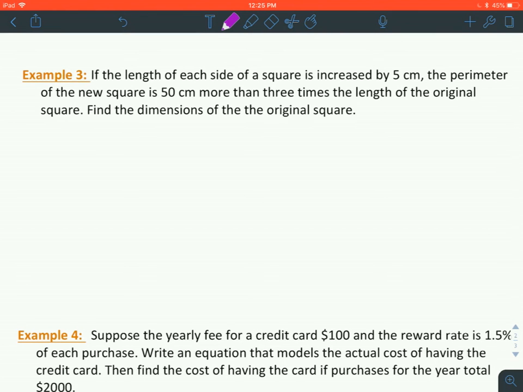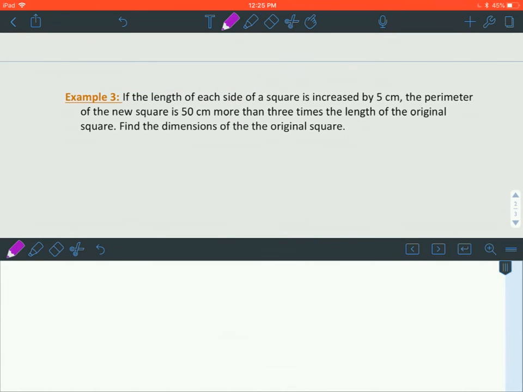Length of each side of a square is increased by 5 centimeters. They tell you some stuff about the perimeter. Basically, there's a whole bunch of information going on here. So let's draw a picture.